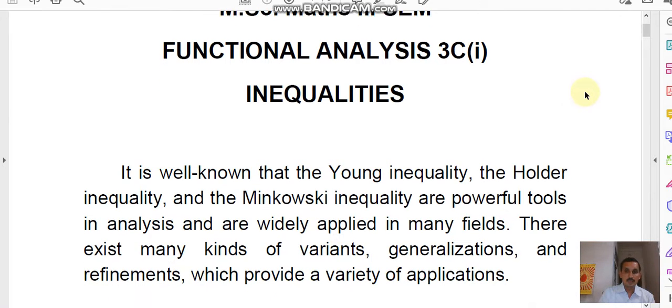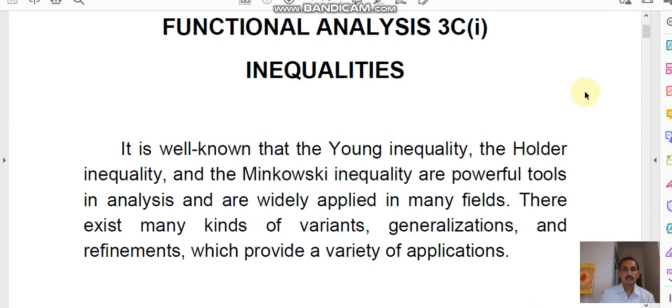तो यहाँ पर चार इनइक्वलिटीज बताई गई हैं। पहली इनइक्वलिटी है यंग इनइक्वलिटी, दूसरी होल्डर इनइक्वलिटी, मिंकोव्स्की की इनइक्वलिटी और काशी-श्वार्ट्ज इनइक्वलिटी। तो ये जो इनइक्वलिटीज हैं ये बहुत सी जगह यूज होती हैं, which provides a variety of applications. अलग अलग इनमें वैल्यूज रखने पर अलग अलग एप्लीकेशंस इनके we can obtain.